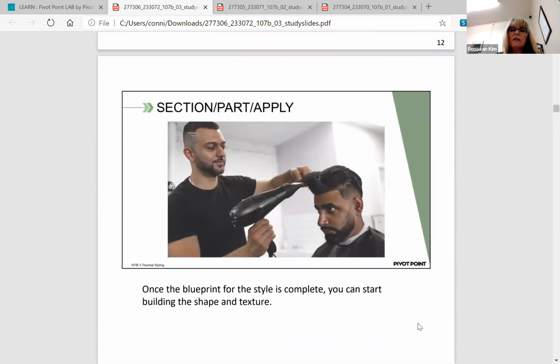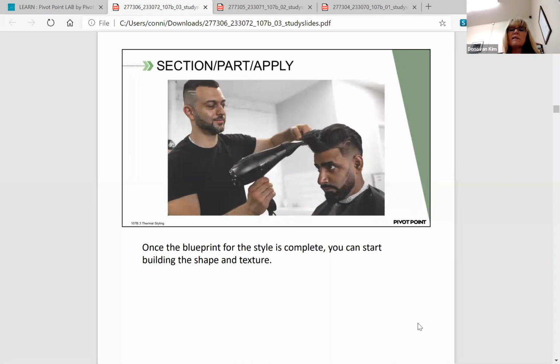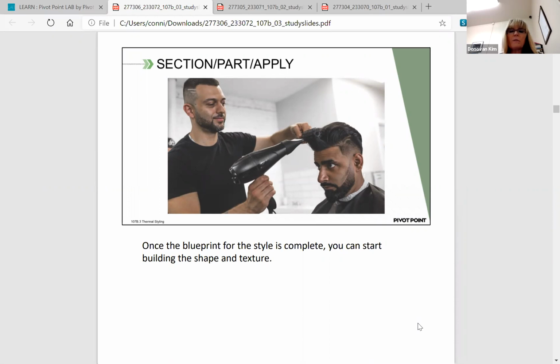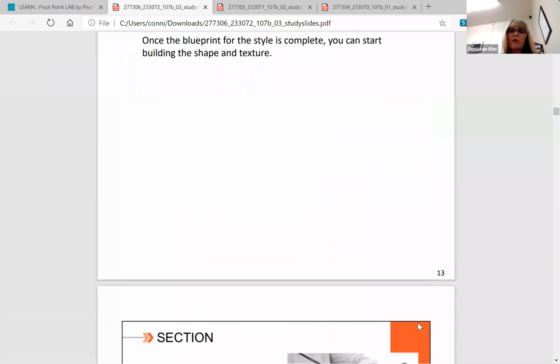Okay. Then when we go to section, part and apply, this is the style. This is how are we going to do it? Like right here, they're showing the guy blow drying the front back with some bangs there to give him a pompadour look. That's your section, your part and apply right there. How are we doing it? It's our patterns, what we're following.